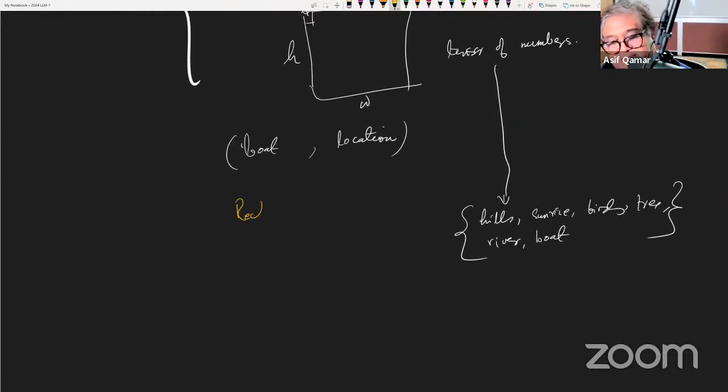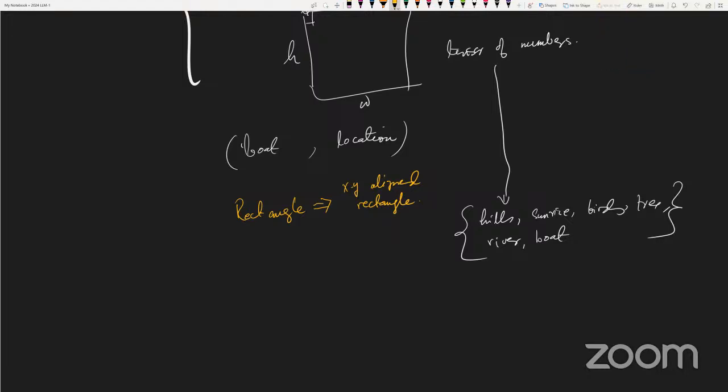When we speak of rectangle, a rectangle is a more generic geometric object. But in this space, in computer vision, unless stated explicitly otherwise, we always mean an XY aligned rectangle. Are we together? So Asif, if you go to your diagram, you only have RGB, right?